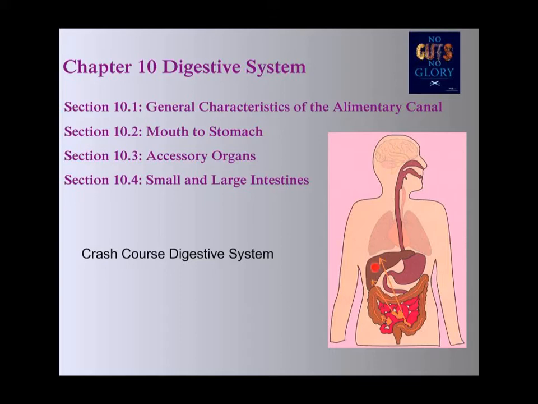the accessory organs in 10.3, such as things like the liver, and how the small and large intestine, which are down here, work.